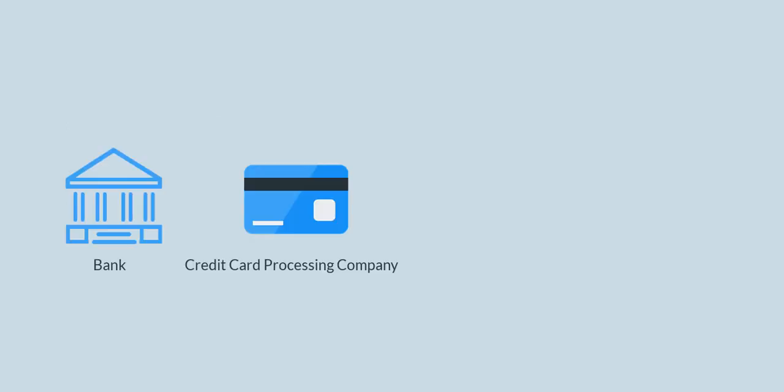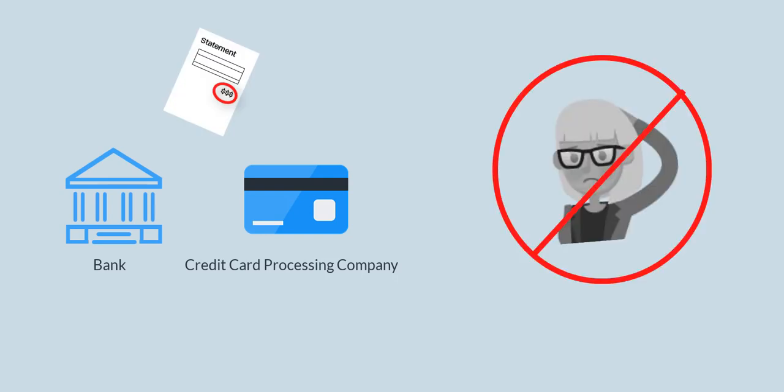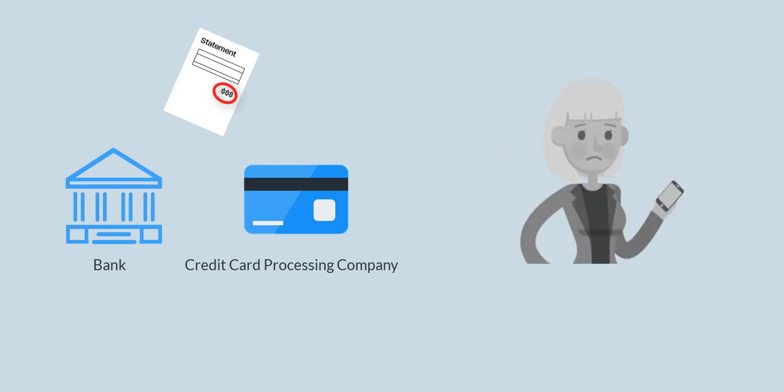The bank works with the merchant's credit card processing company to investigate the disputed transaction. The cardholder isn't involved in this process, but gets notifications when the chargeback is complete, and the decision as to who is found to be liable, the cardholder or the merchant, for the transaction.